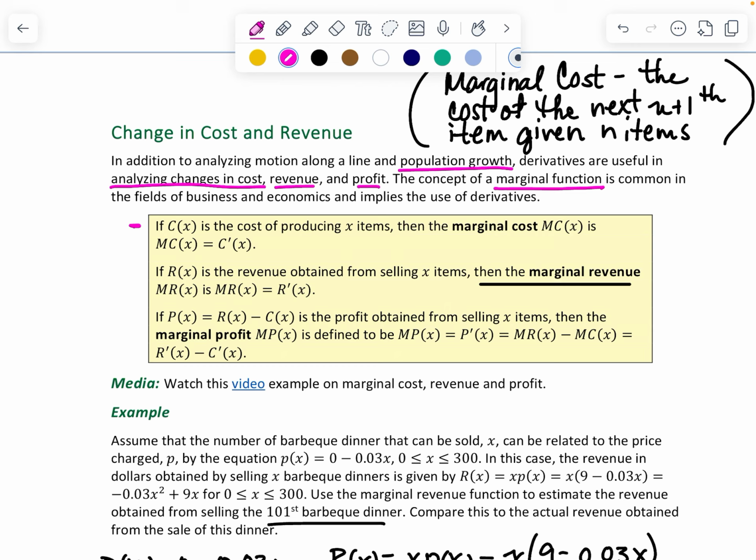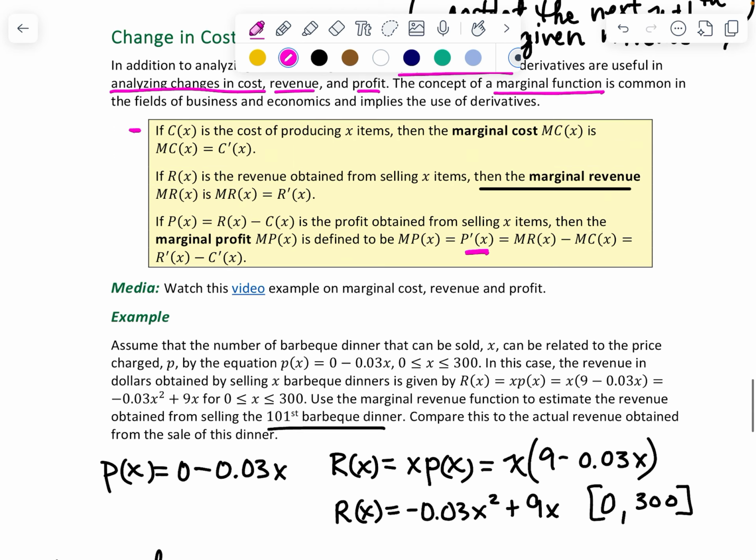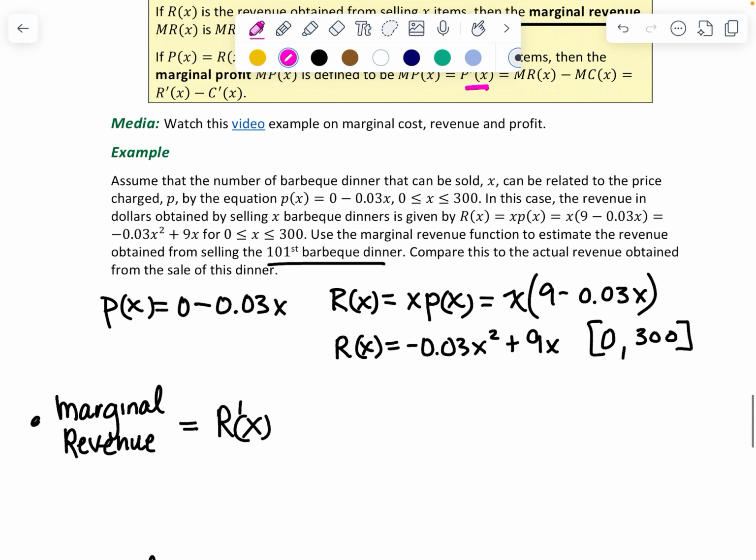If P of X is equal to R of X minus C of X, that is the marginal profit, if you will. You see that. And you're just going to be taking the derivatives here. So marginal profit of X is P prime of X. Looks kind of tough, but it's really just the derivative again.